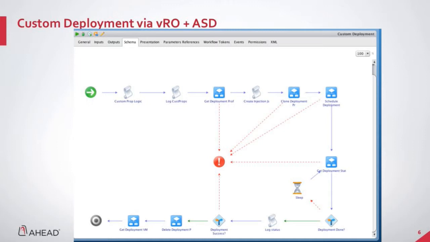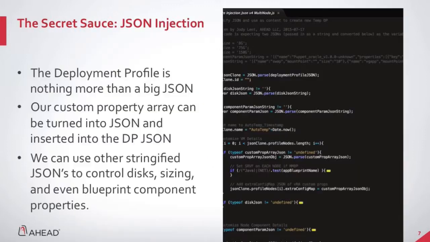In the bottom right, we've got a wait where we're checking the deployment. If it's done, we continue. If it's not, we wait for another 2 minutes. When it succeeds, we rip down the deployment profile because we don't need the temp profile anymore. We destroy it, get the VM object, and spit it out. If it fails, we leave that thing lying around so that you can go in and see if there's a custom property that's misconfigured. So this is how it works.